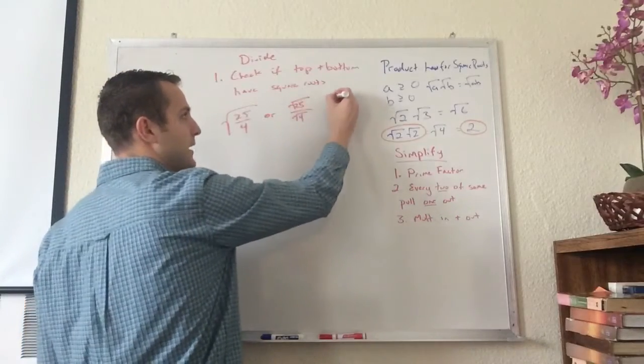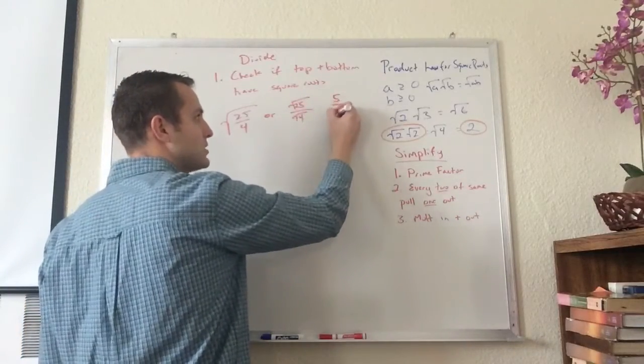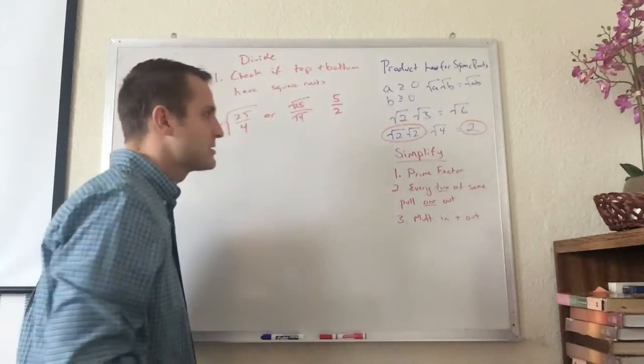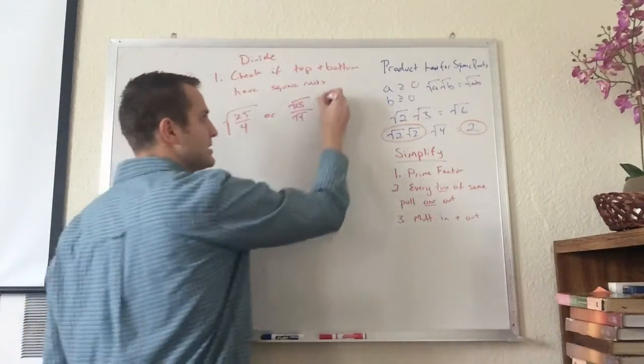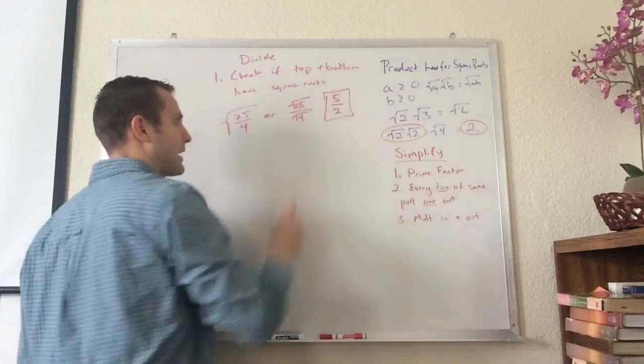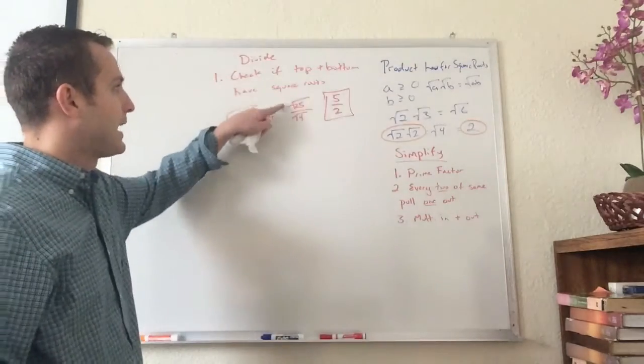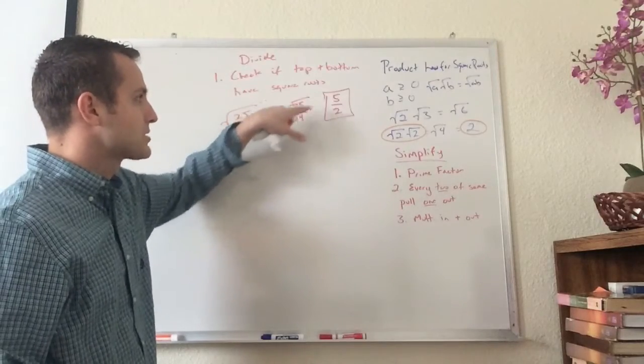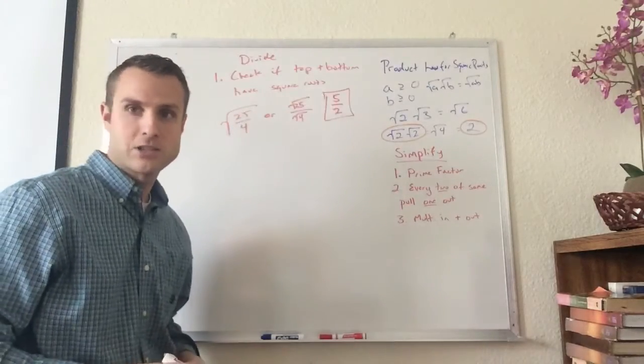What is the square root of 25? That's 5. The square root of 4 is 2. I can't divide that, so if you can't divide it and you can't reduce it, you don't have to write it as a decimal. Just leave it as an improper fraction. So if both the top and the bottom, both 25 and 4 have square roots, then I do the square root of both and then just leave it as a fraction.